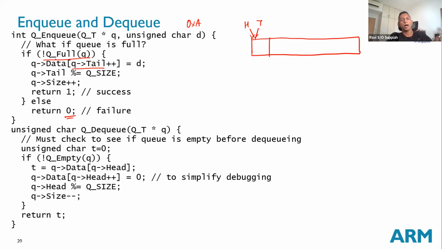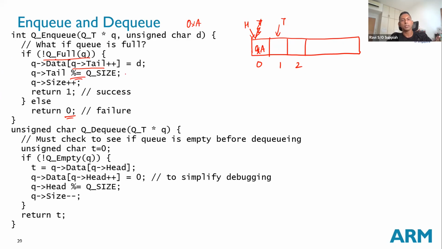So if I NQ the data, the tail is pointing to element 0, this element 0, this element 1, and so on. The value that I pass in, 0xa, will come here, and then the tail will increment. That means the tail from here will now come here. Now the next step is Q tail percentage equals size.